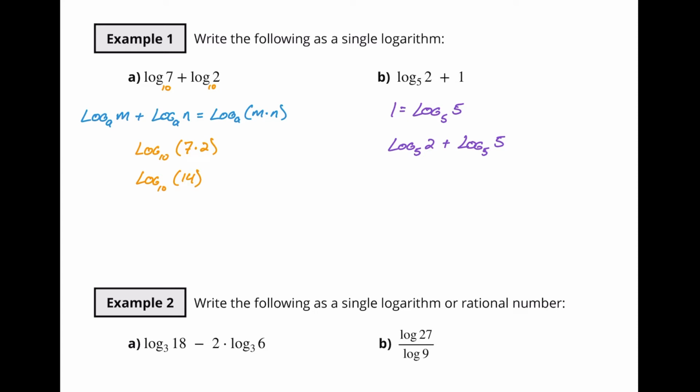Okay, well now here we go. Now we're adding these two things. It's going to be just like over here. So now I'm just going to multiply these two pieces together. So log base 5 of 2 times 5, which is log base 5 of 10. All right, so there we go. Again, written as a single logarithm.